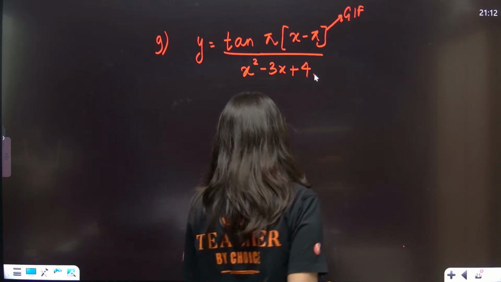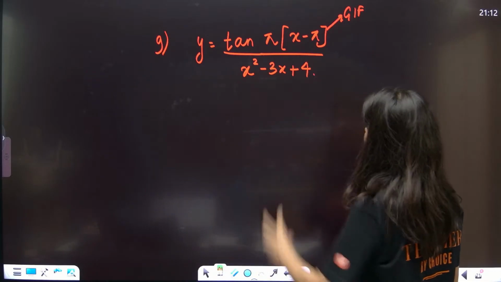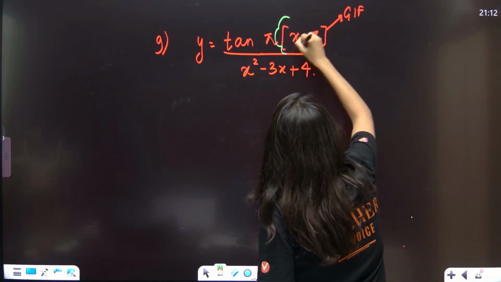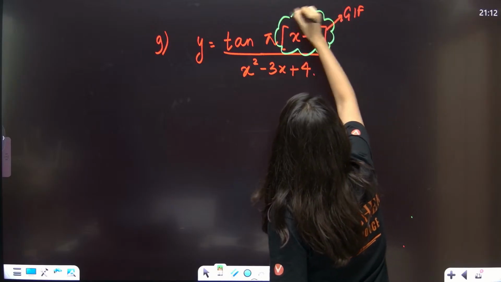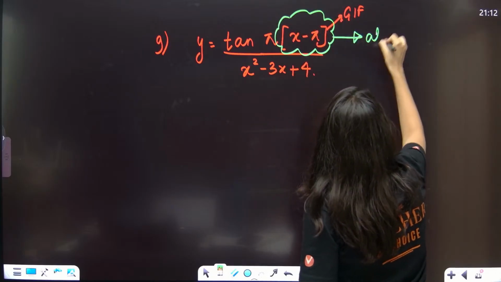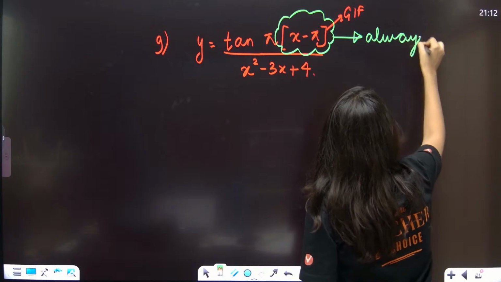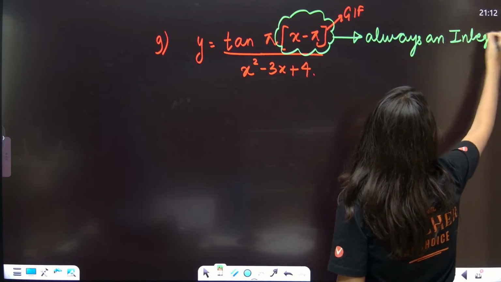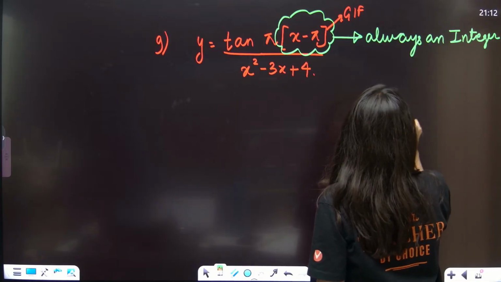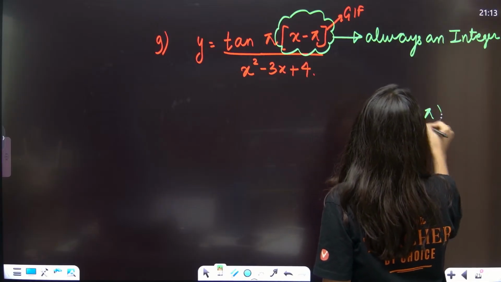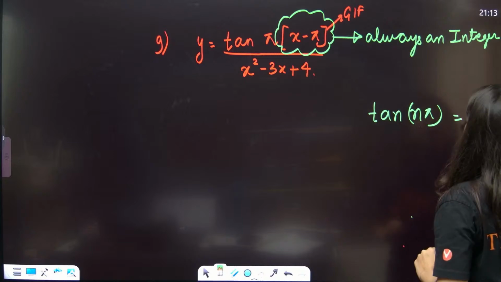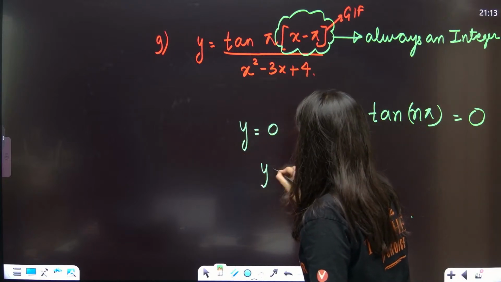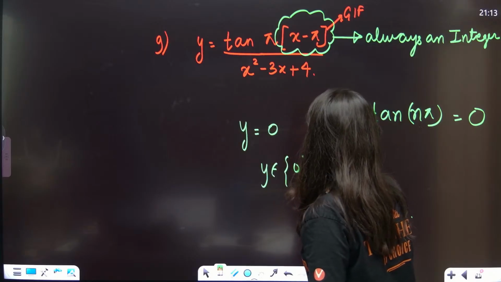Okay. Chalo, let's talk about the numerator. See, since this is a GIF, don't you think this quantity will always be an integer? Yes or no? And you tell me, tan of integral multiple of pi is 0. That means always y will be 0. So range will be nothing but 0.